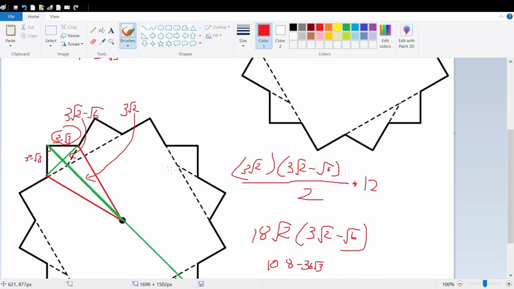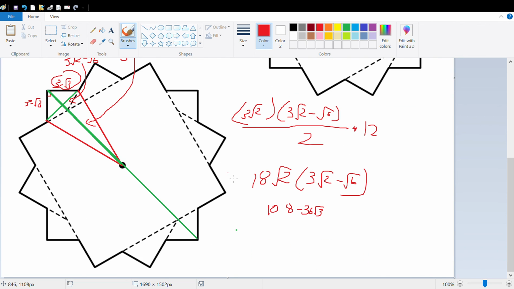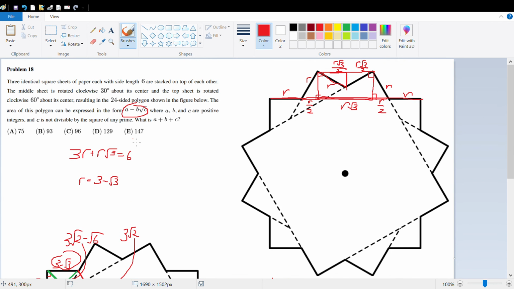Alright, so now let's go back up and see that this is exactly the form that we got, and ask for the sum of these three numbers, which is 147. So we can circle 147, and we have finished the problem.